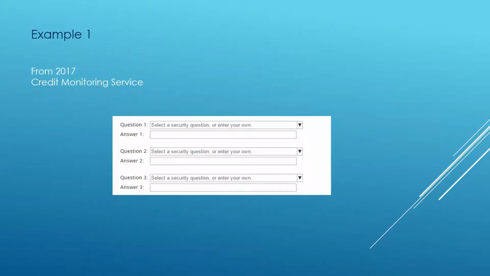Now let's talk about a few examples where things may have gone wrong. This is from 2017. I wanted my credit to be monitored, so I went to one of the credit monitoring services and opened an account online. While opening the account, they wanted me to answer a few security questions so I could reset my password at a later point in time. The questions are like, what is your mother's maiden name? What is the name of your first pet? Things like that.